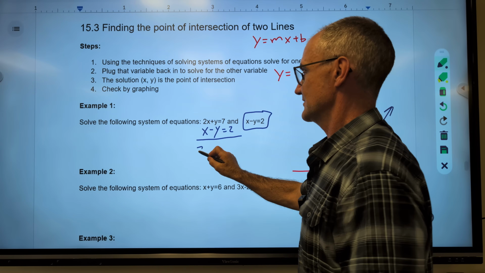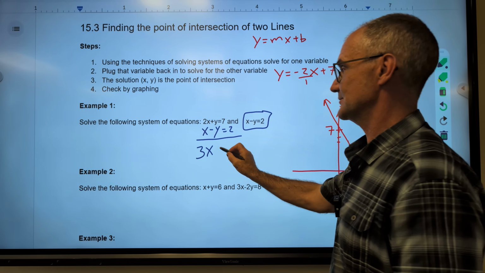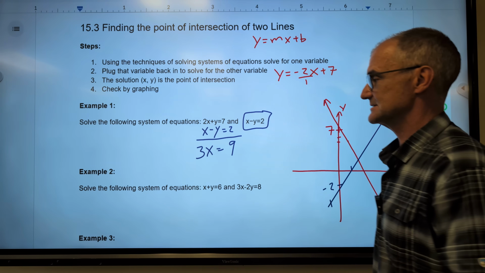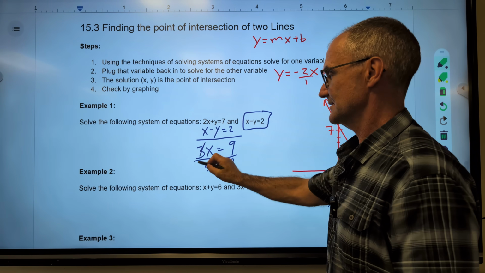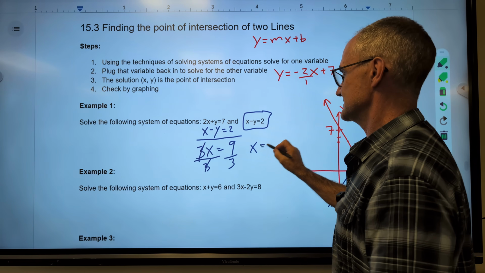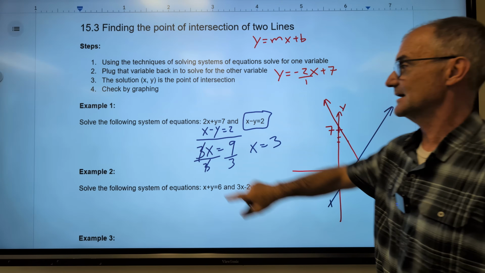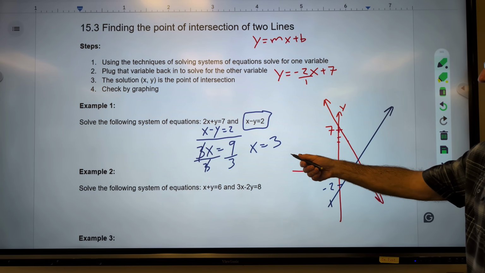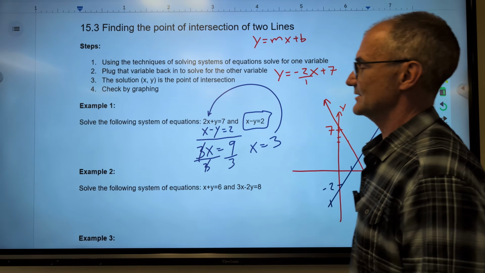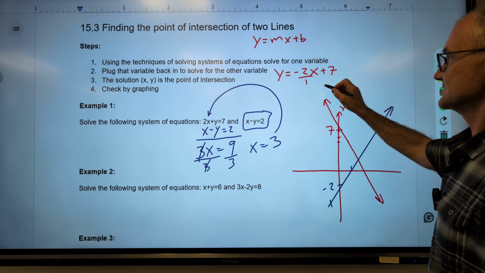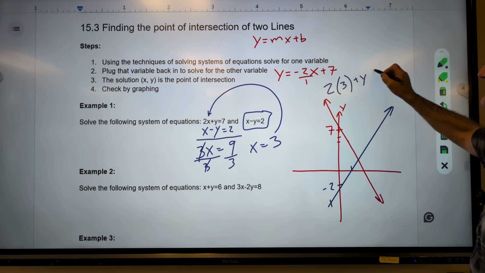2x and x is 3x. Y and negative y cancel. That's why I put them there. And then 7 and 2 is 9. Divide both sides by 3. Those cancel. And x is equal to 9 divided by 3 or 3. X is equal to 3. Now I can take that value of 3, plug it into either equation. I'm going to plug it into there. 2 times x, which is 3, plus y is equal to 7.